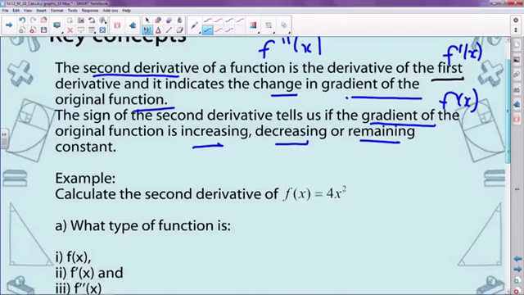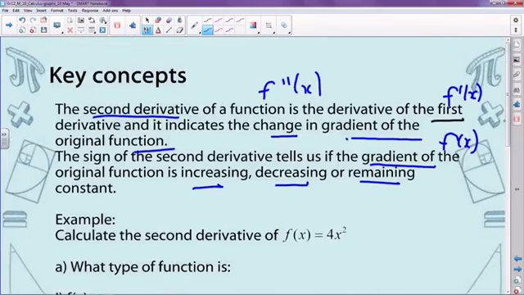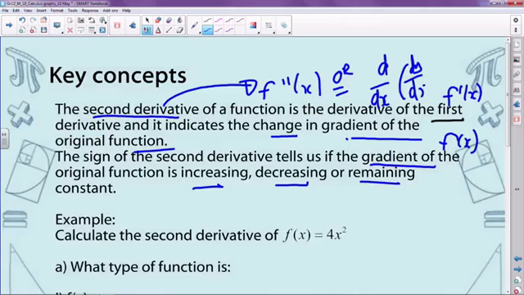What I would just like to remind you of is the symbols we use to indicate the second derivative. As you saw, it will be f double prime x, so it indicates we're taking the derivative of the derivative function. Or another way that you might come across is the differential operator applied to the derivative function. So if you see that, that also means you're taking the second derivative, okay?